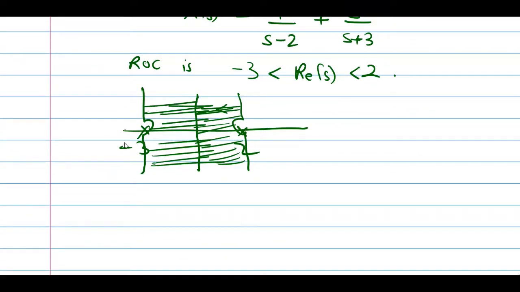So for minus 3 pole, it is going towards right side. So while taking inverse, u of t will come. With pole at 2, it is going towards left side. So while taking inverse, u of minus t will come.